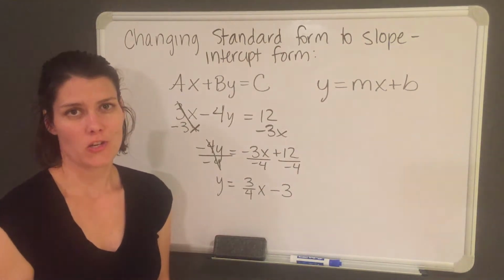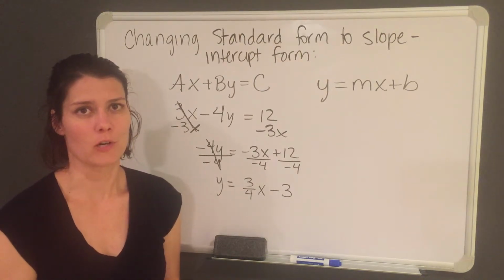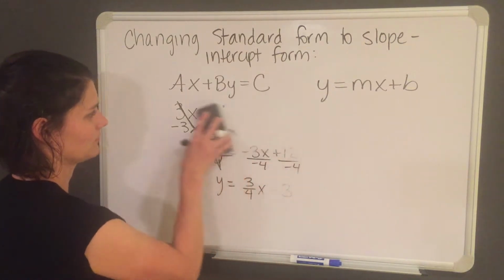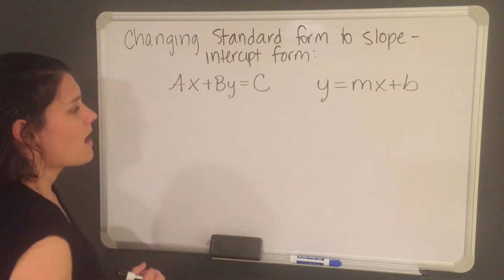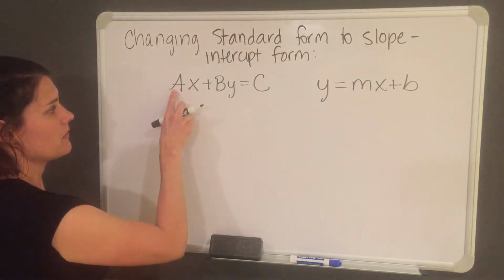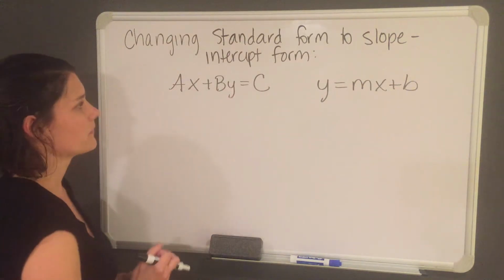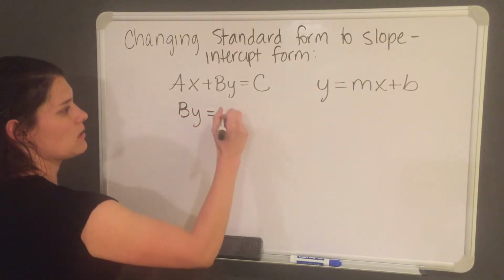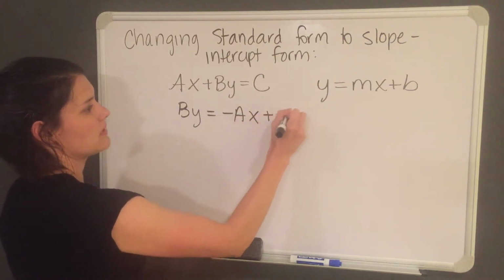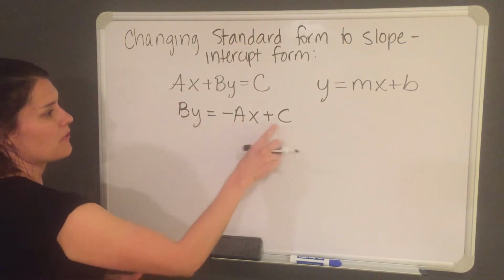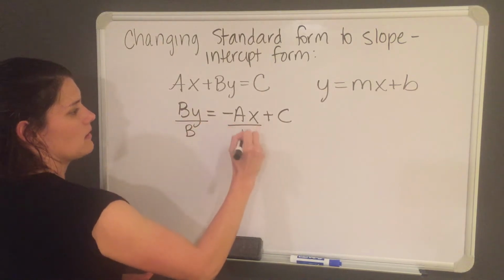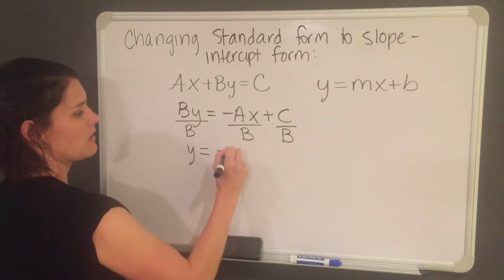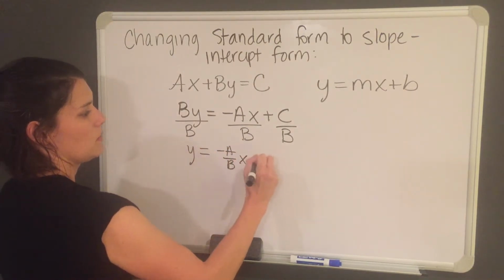The second way I'm going to show you how to change from standard form to slope-intercept form uses the letters of A, B, and C. I'm going to use algebra, but I'm just going to leave letters A, B, and C in the equation. If I subtract ax to the other side, I get by equals negative ax plus c. And then if I divide everything by b, you will see that I end up with y equals negative a over b x plus c over b.